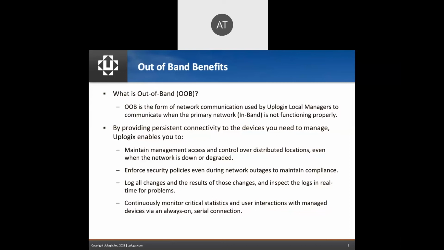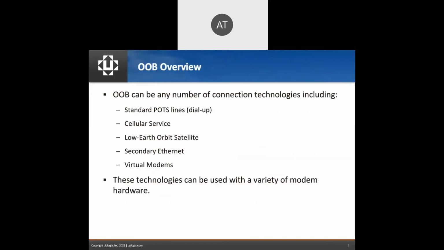And because you're going through the Uplogix, we have all the logging that we do for user sessions, changes, and all that sort of thing. We have a number of different ways that we can set up that out-of-band connection, right? And you guys are mostly using dial-up with POTS lines, or dial-in, really, but it's still standard POTS lines or the BRI lines, like Anthony was saying.